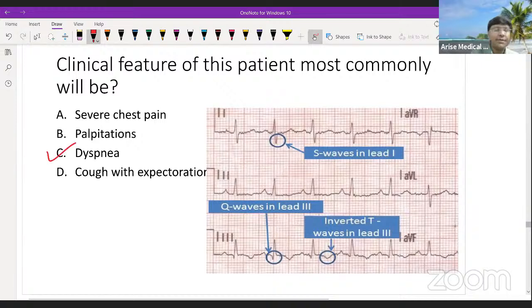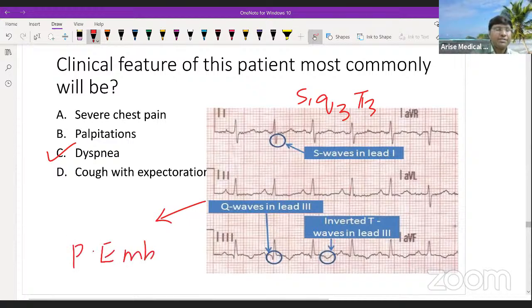Excellent. Okay. What is the diagnosis? Yes, Avinash, why are you telling option B? Why are you telling it's palpitation? What is the diagnosis, Avinash? Very good, Jinesh Jain. So this patient has S1, Q3, and T3 pattern. Where do you see that? You will see that in patients with the pulmonary embolism.